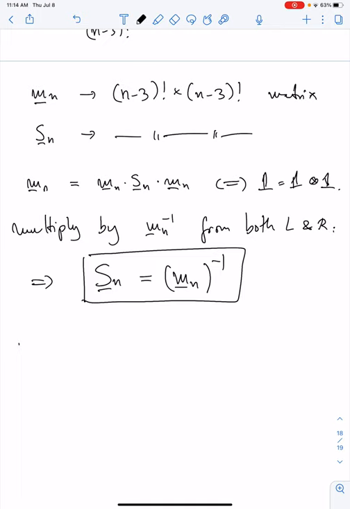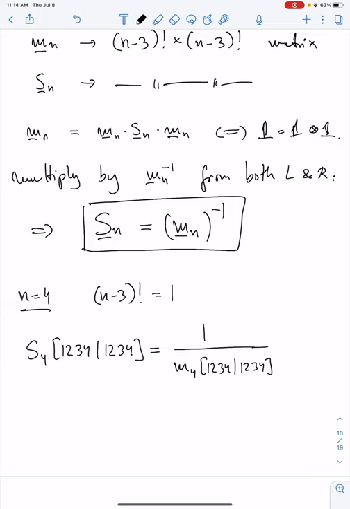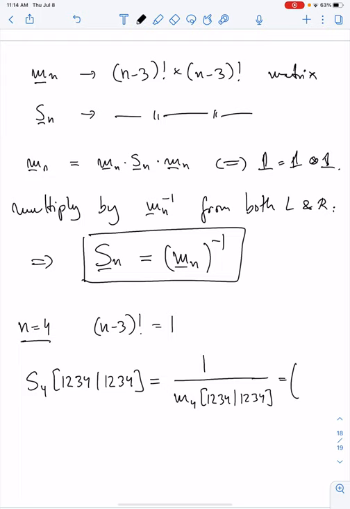Now let's try to write this out a little more explicitly, because this was rather abstract. So let's go to 4 points, where (n minus 3) factorial is of course just equal to 1. Then this invertible relation would say that if I pick the 1, 2, 3, 4, 1, 2, 3, 4 element, that should be nothing but the inverse of that corresponding matrix element, 1, 2, 3, 4, 1, 2, 3, 4. Well, what was that one? I computed that up here. It was g squared divided by s plus g squared divided by u. So let's write this: g squared divided by s plus g squared divided by u, and I have to take the inverse.